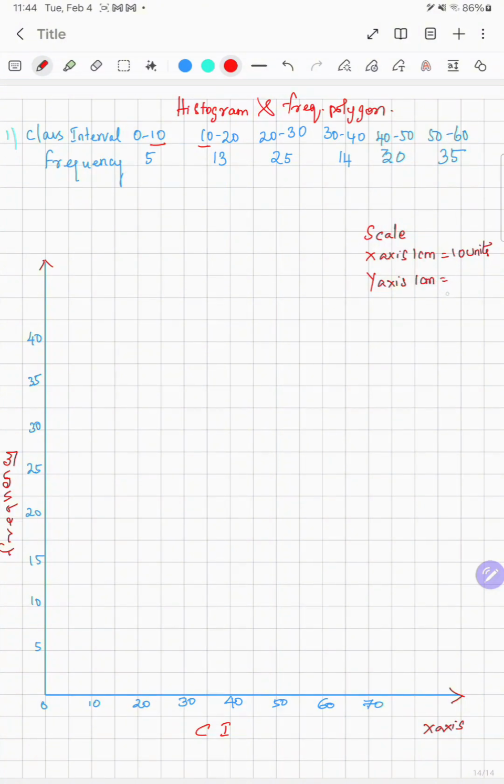And on the y-axis, I made 2 units, not 1 centimeter. Here 1 centimeter is approximately 2.5 units. If you want to round up, you can round up. For convenience, I have drawn this so it is clearly visible. Okay, so first we go through the data.